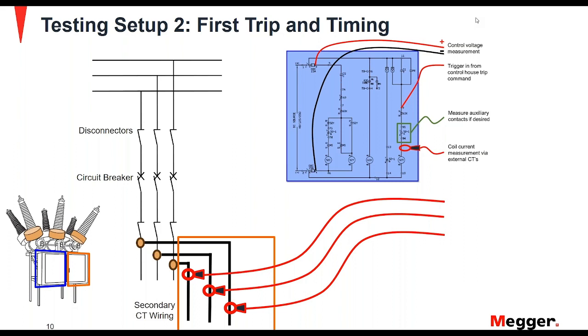Below 10%, it might give you a shady result because of the errors of the CTs and the clamps as well. And it's always recommended to connect them to protection CTs because they can handle the extra burden from these current clamps. So combining the coil current measurement and the measurement of the CTs during operation, I can do the first trip test and timing test while the breaker is online.